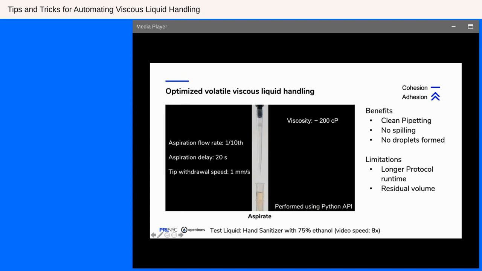Now let's take an example of how we are going to handle the hand sanitizer, which is having a viscosity of roughly around 200 centipoise. So we're going to use similar parameters which we use for glycerol, and we're going to aspirate it at 1/10 of the default flow rate, then wait for 20 seconds after aspiration, and then withdraw it at 1 millimeter per second. The good thing about aspirating viscous solvents is they are a little easy to aspirate.